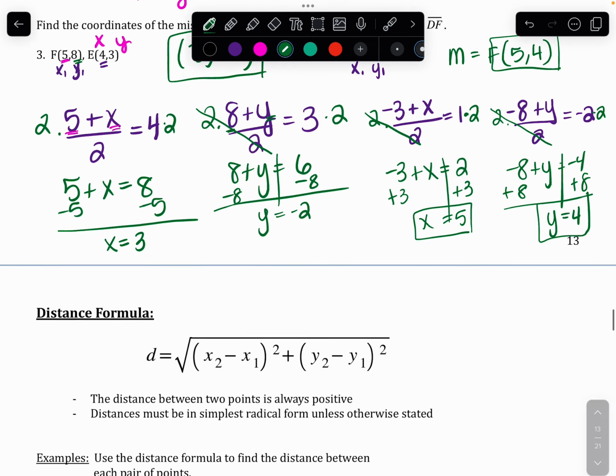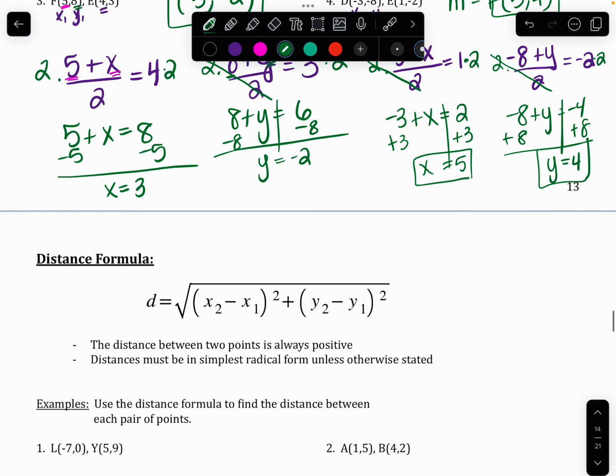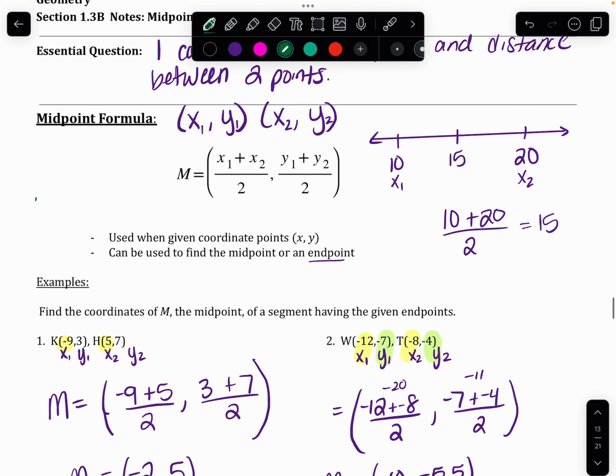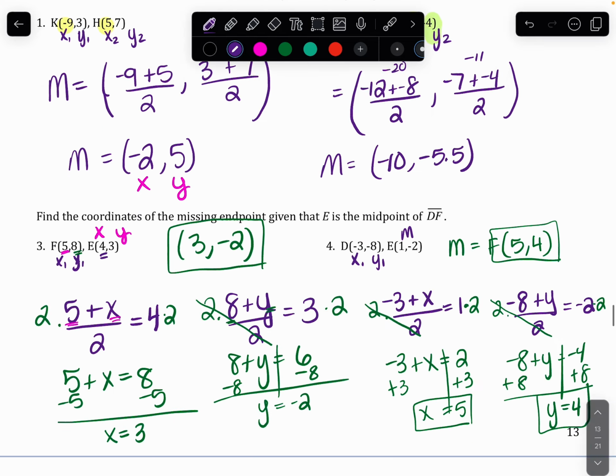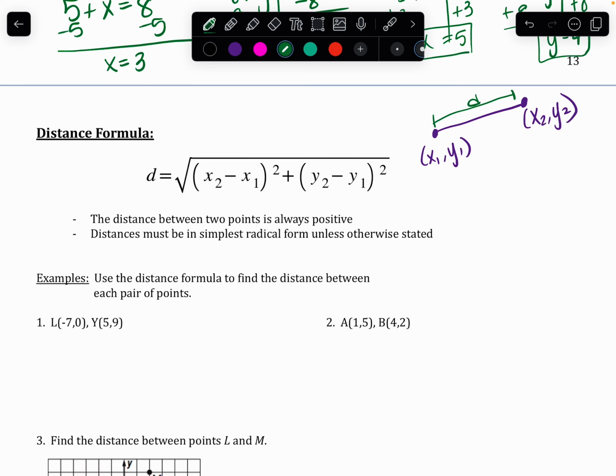All right, the next formula we're going to look at is the distance formula. So in the midpoint formula, we are looking at the 2 endpoints, and it is giving us the location of the midpoint. Versus the distance formula, we're going to have 2 points. So this is my first point, and this is my second point. And the distance formula gives me this length, the distance there.